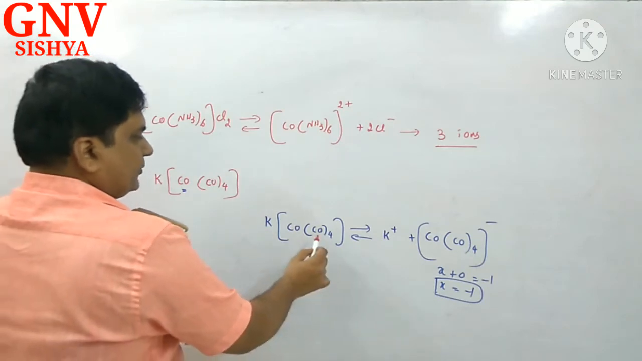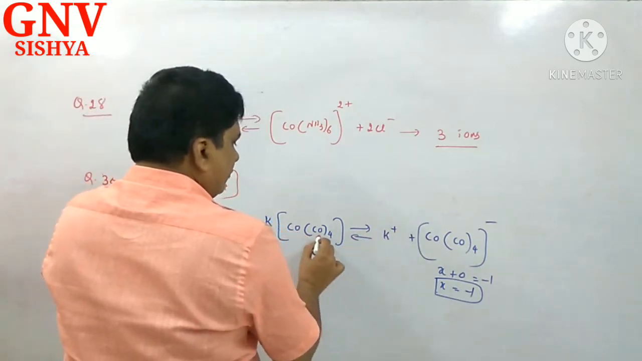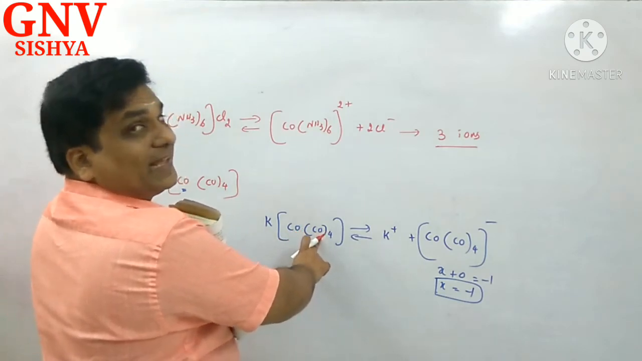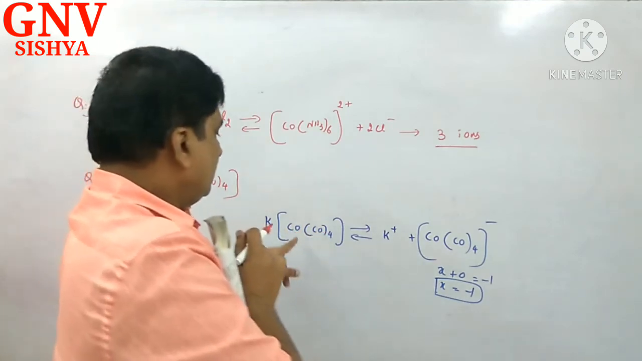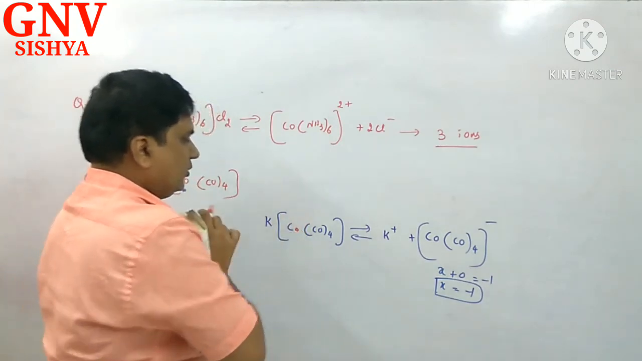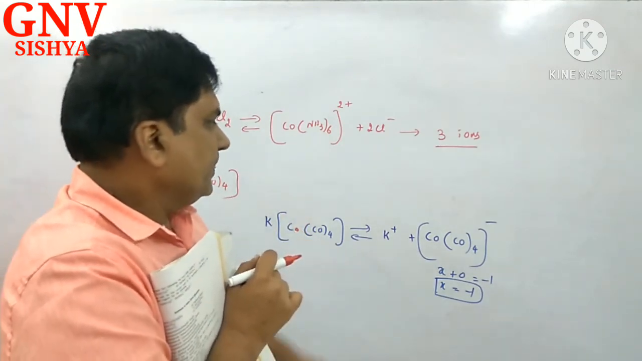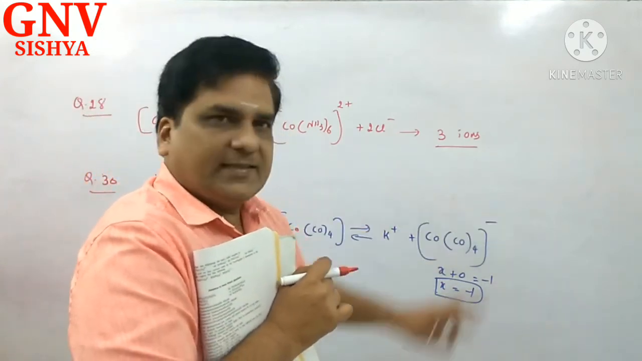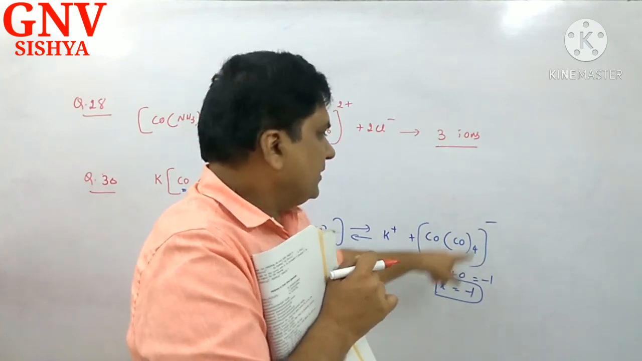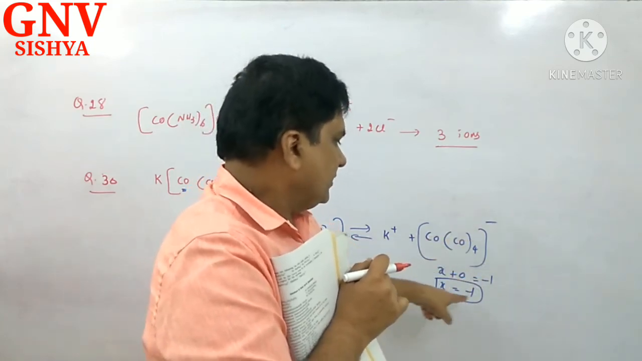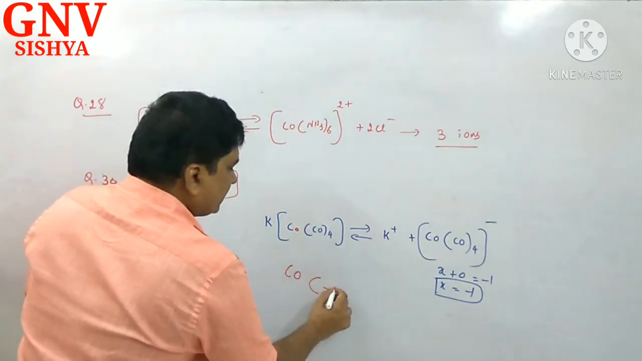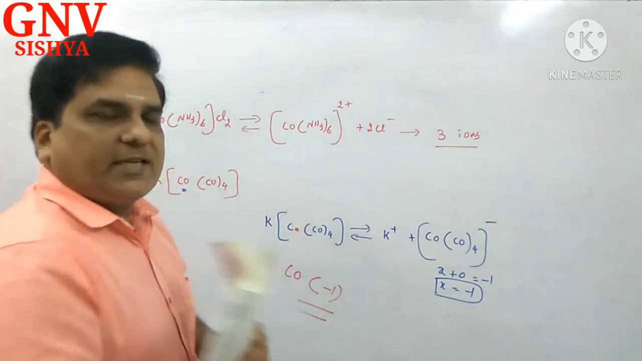Now this is the complex. You split K+ and [Co(CO)4]-. This is cobalt. This is carbonyl. Correct? Actually, O should be a smaller letter. Cobalt, Co. [Co(CO)4]-. This is x. CO is a neutral ligand. So x plus 0 is equal to minus 1. x is equal to minus 1. So obviously, cobalt is present in the minus 1 oxidation state.